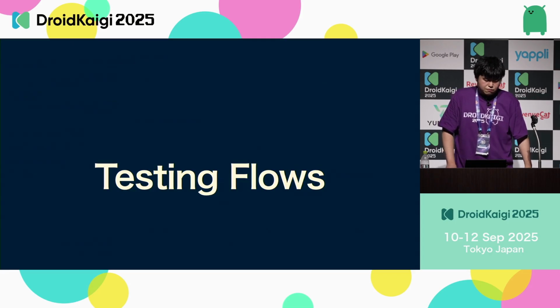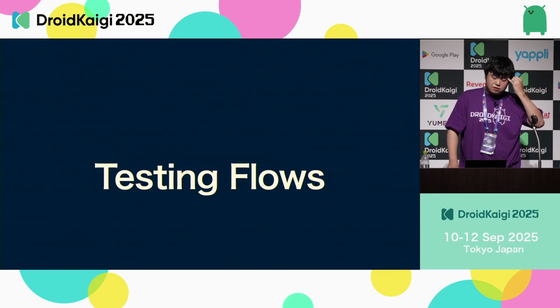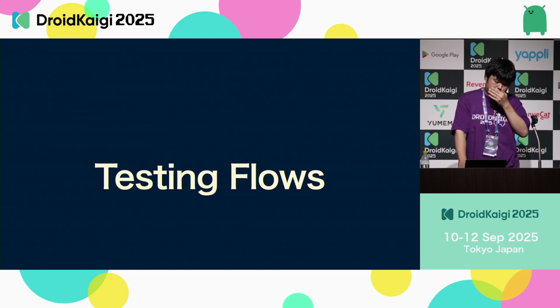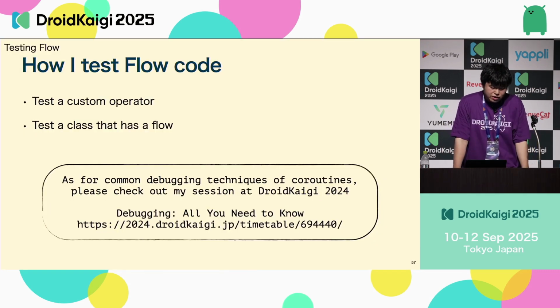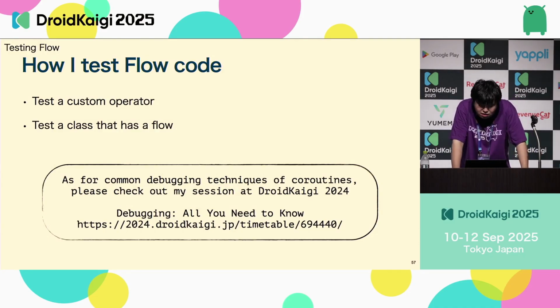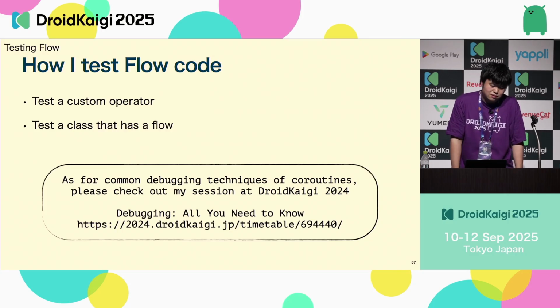So the last topic of my presentation is about testing flows. I would like to share my testing strategy for each of custom operator testing and cross-using flow. Honestly speaking, I'm still looking for a better practice, but I hope that this could help you. As for common coroutine debugging, please check out my last year's session. I believe it would be useful when writing test code.